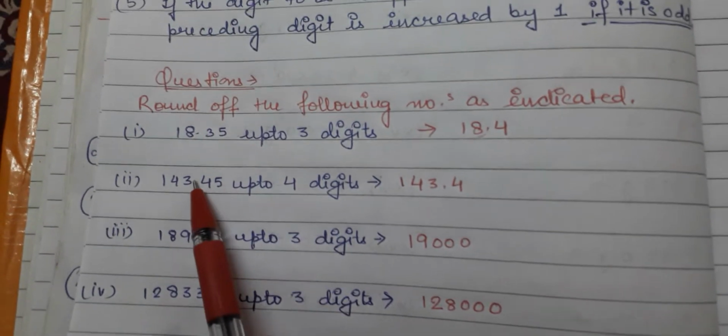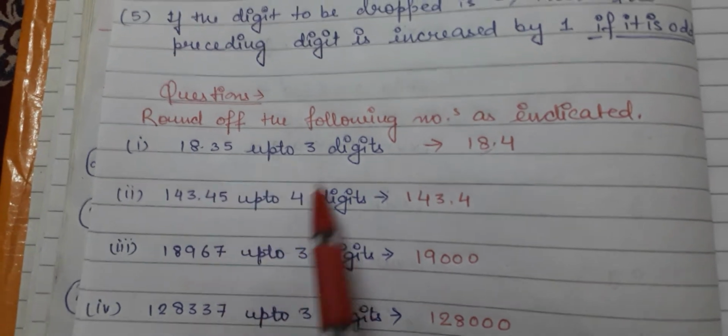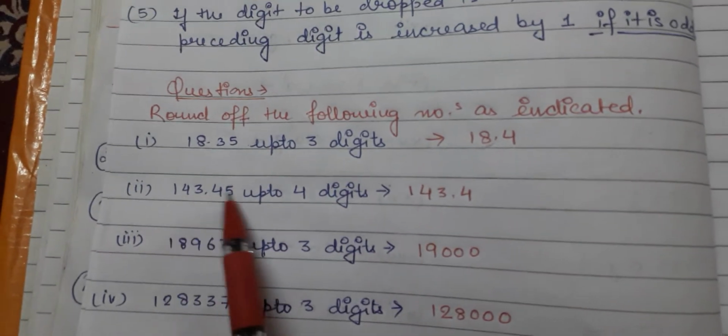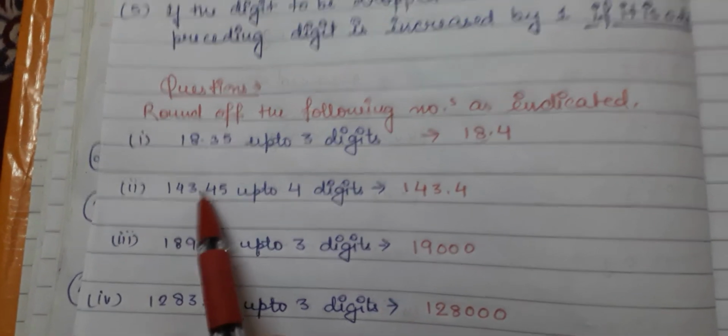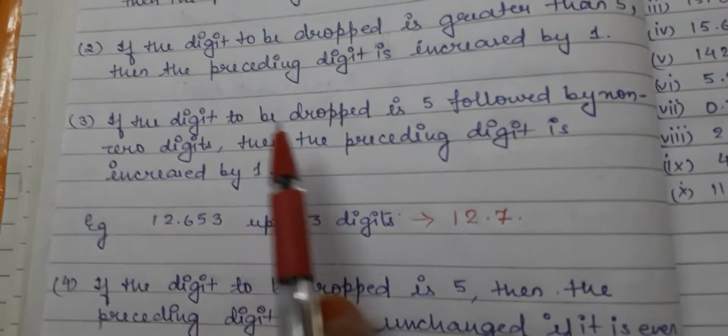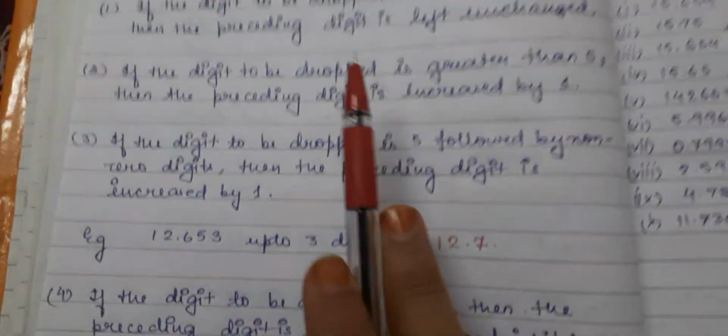And the second example is also from the first rule, 143.45 up to 4 digits. Means what is the 4th digit? 4 here. Okay, since it is less than 5, so no need to change the preceding digit, it will remain 143.4.